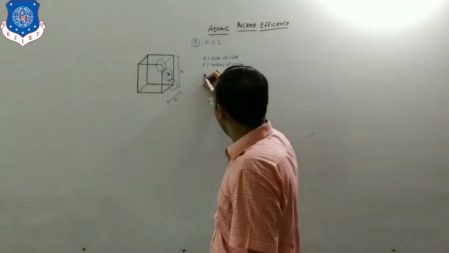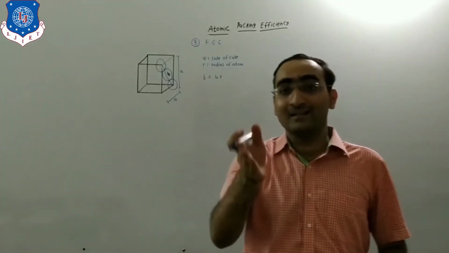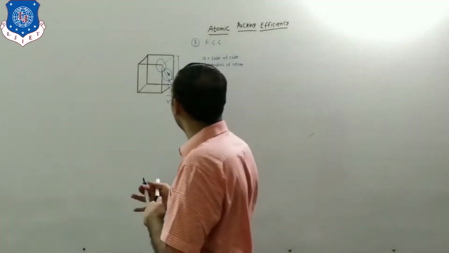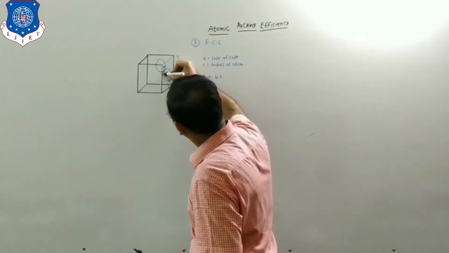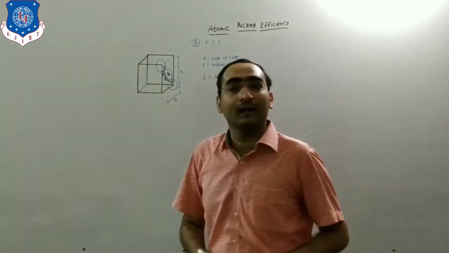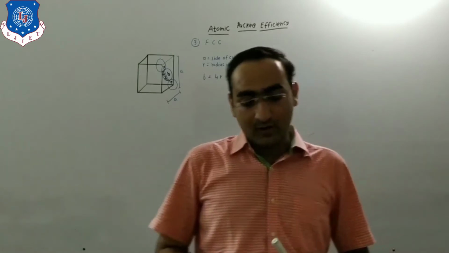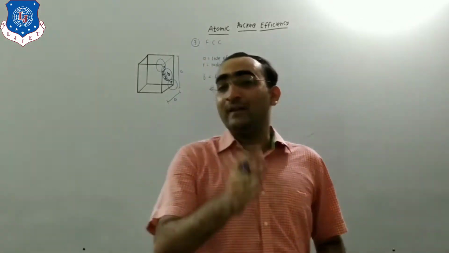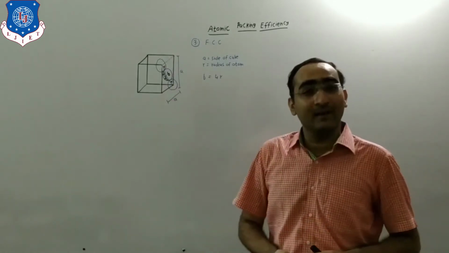What is B? B will be equal to 4R, as discussed in the BCC. How does it come? 1R for this, 1R for this, a third R and a fourth R. So B is equal to 4R. But what we want to find is the relation between A and R.